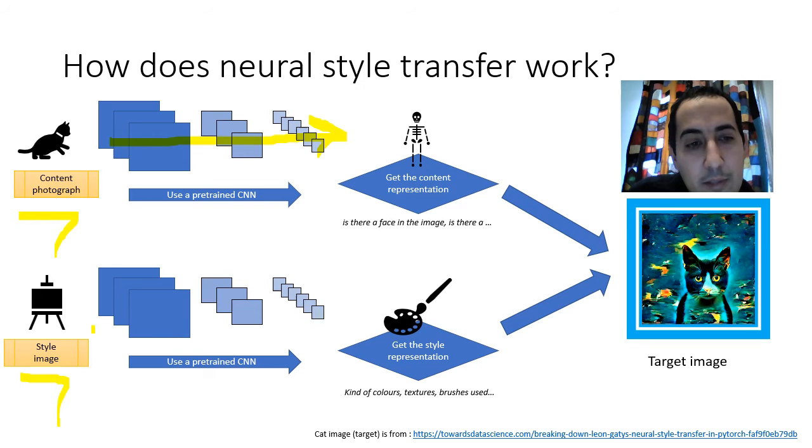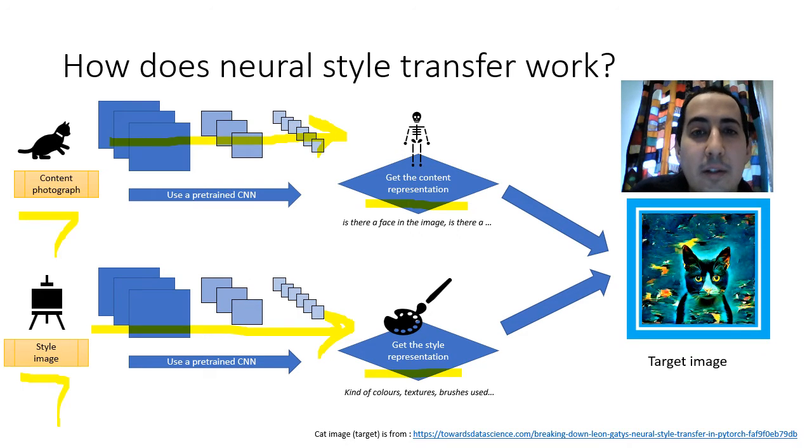As the style image is being processed in the same network, some layers hold style information, like what kind of colors are preferred, which kind of textures exist. That all together forms the artistic style of the image. By referring to certain layers of the network, they were able to extract content information from the content photograph and style information from the artistic image.